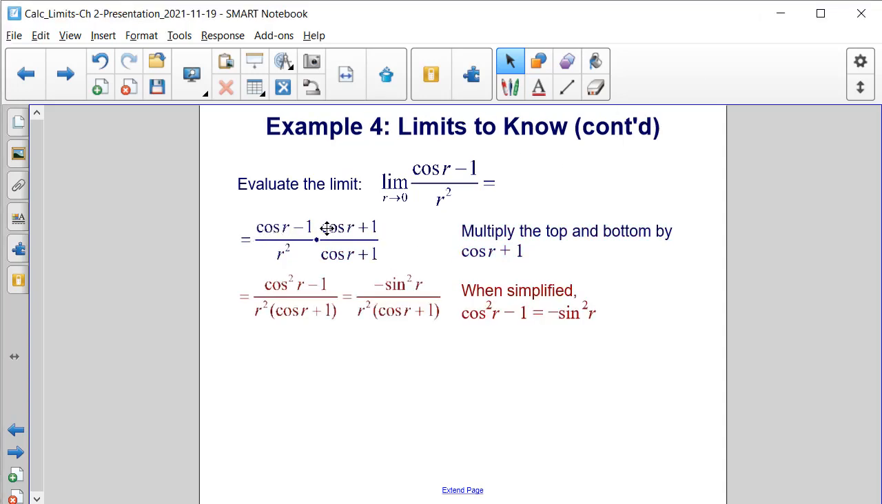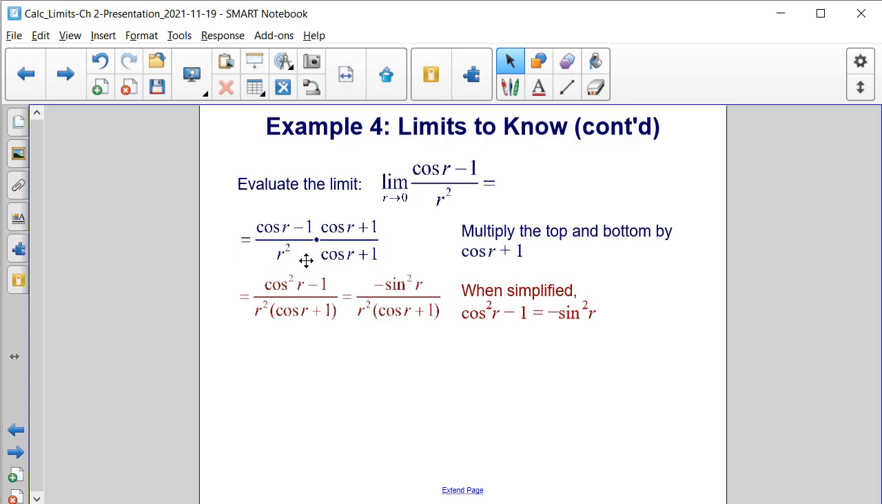And multiplying by cosine of r plus 1 over cosine of r plus 1 gives us cosine of r squared minus cosine of r plus cosine of r minus cosine of r, which cancel out, and then minus 1. And then in the denominator, we'll get r squared times the quantity of cosine of r plus 1.